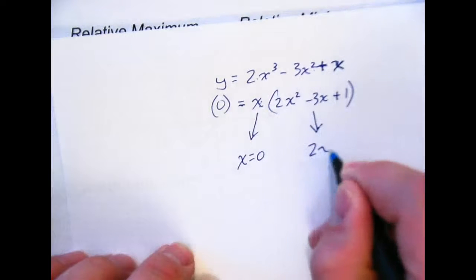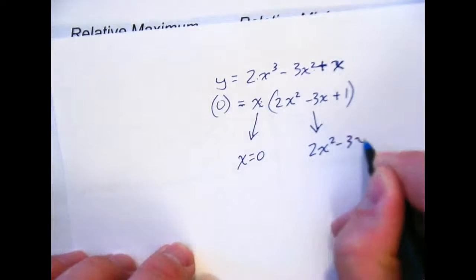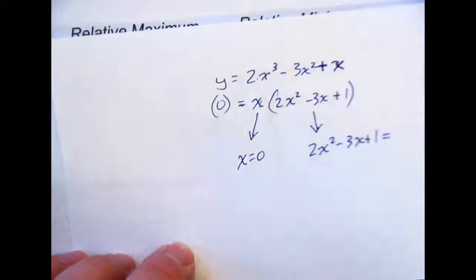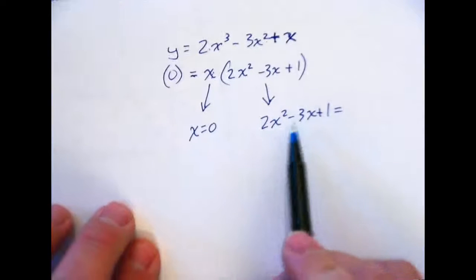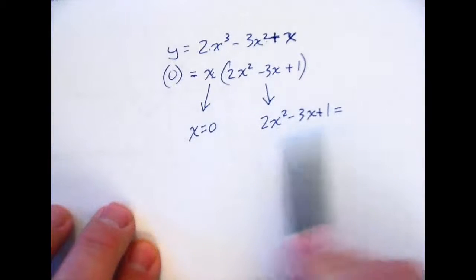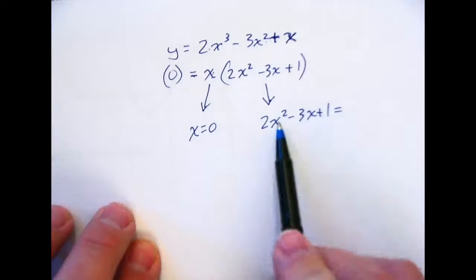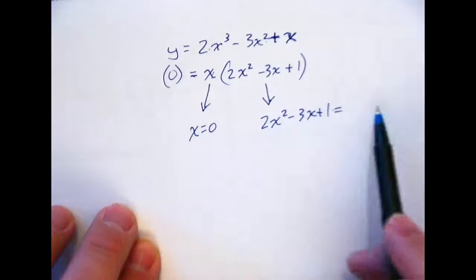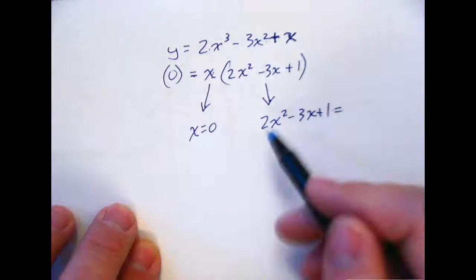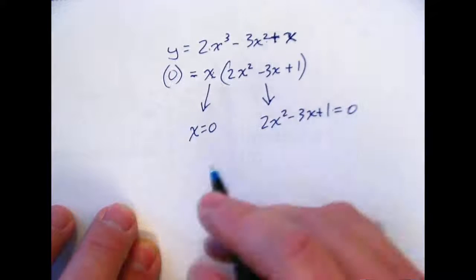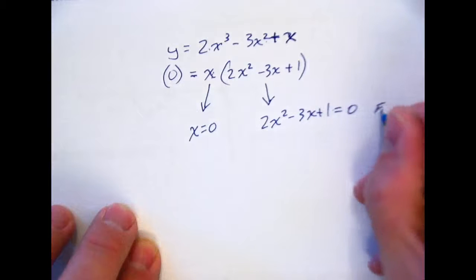Now, when I set 2x squared minus 3x plus 1 equal to 0, that gives me a situation where I don't have x's alone. I can't use inverse operations. What have we done with these types of problems? Factor. Yeah. Factor, right? You could factor. What else could we do?